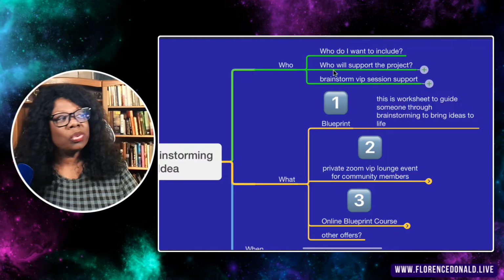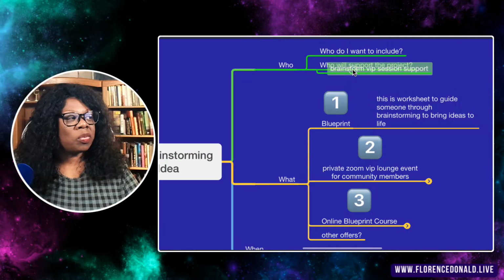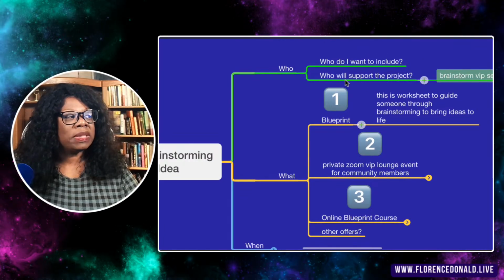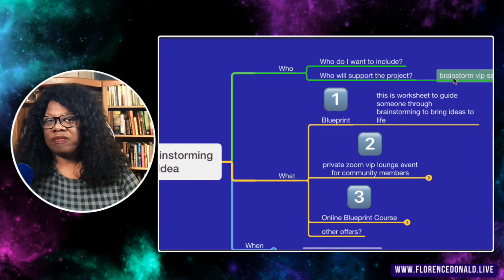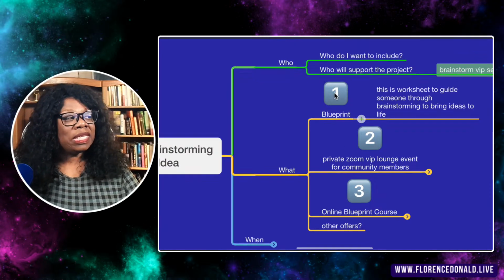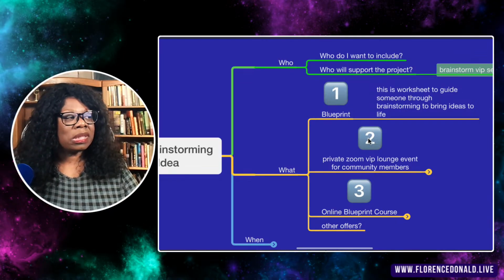But where you see, I started out and I was asking some questions. Who do I want to include? Who will support? And then I was thinking this is a different idea, so I want to connect this one to that. So I'm going to move it and said like a somebody for a brainstorm VIP session I'm considering. But then you see I have these numbers. These are emojis. I stuck them on there because I wanted to see these three ideas in an order. So the blueprint, a private Zoom thing, online course, and other offers.